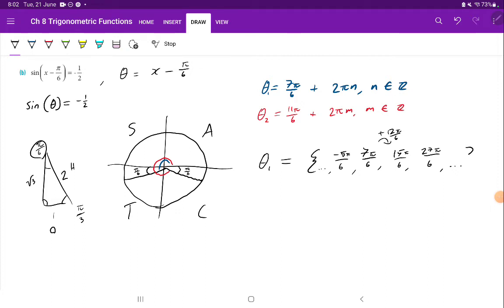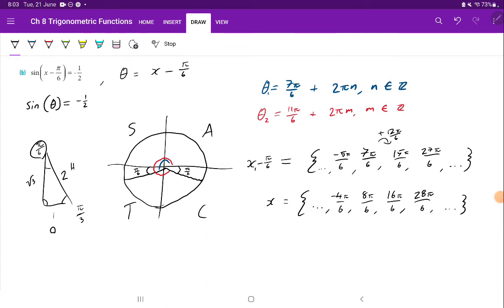But again, we weren't ever trying to solve for theta. We were actually trying to solve for x minus pi on 6. So what am I going to do to both sides? Well, I'm going to add pi on 6 to both sides. So this is now -4 pi on 6. This is now 8 pi on 6. The next one is now 16 pi on 6. And the next one is 28 pi on 6.